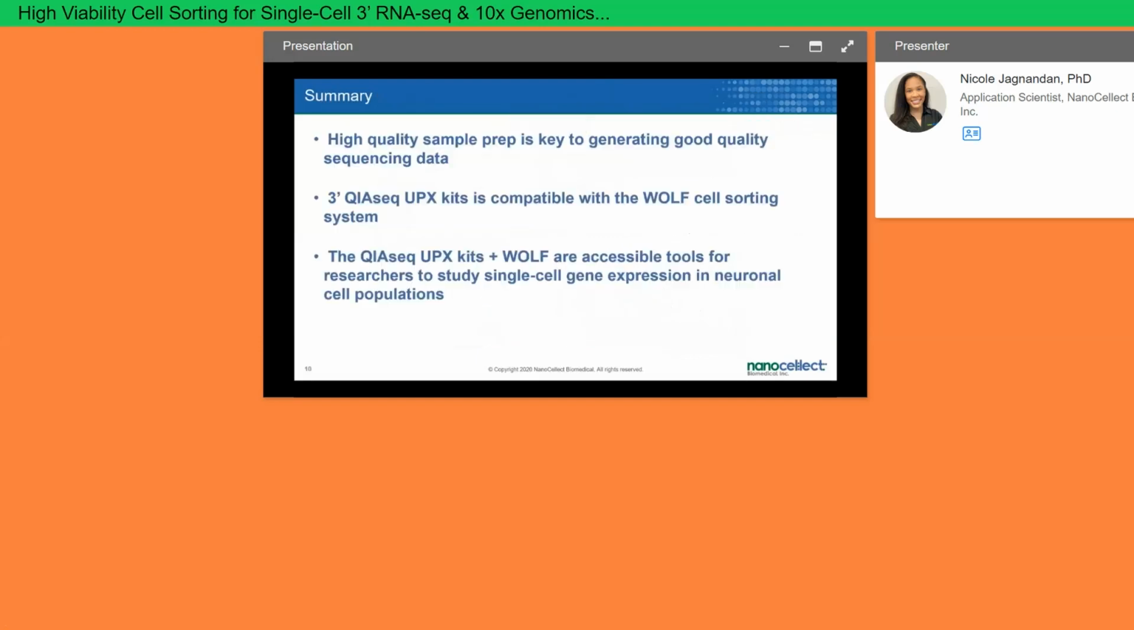So just in summary, we were able to show that high quality sample prep using the Wolf and N1 cell sorting system was pretty key to generating good quality sequencing data. The 3' QIAseq UPX kits from QIAGEN are compatible with the Wolf cell sorting system. And then that QIAseq kit and the Wolf are accessible tools for a real-life case study for researchers to study single-cell gene expression in neuronal cell populations.